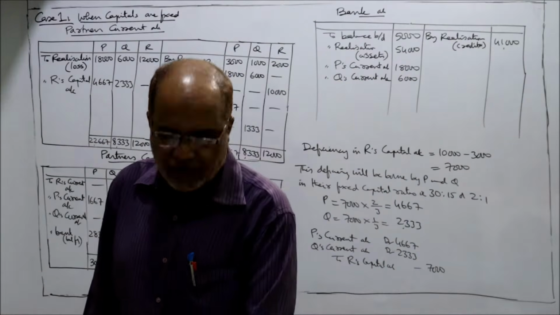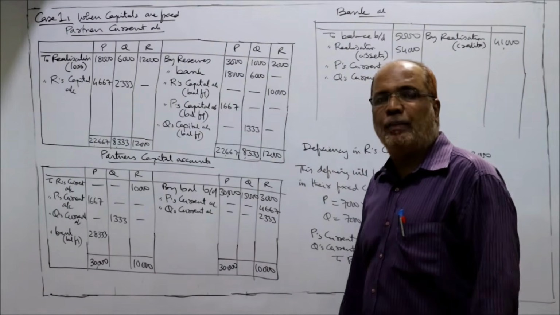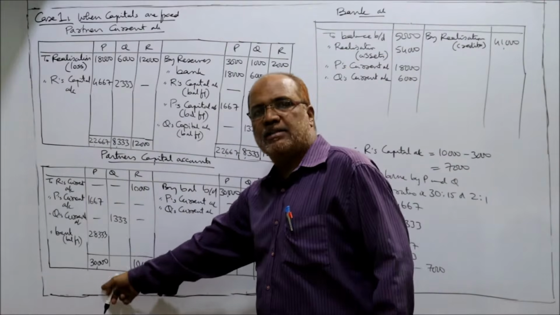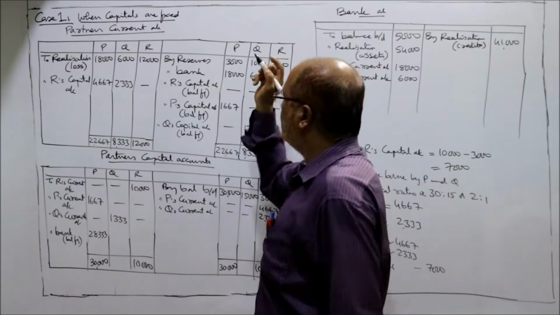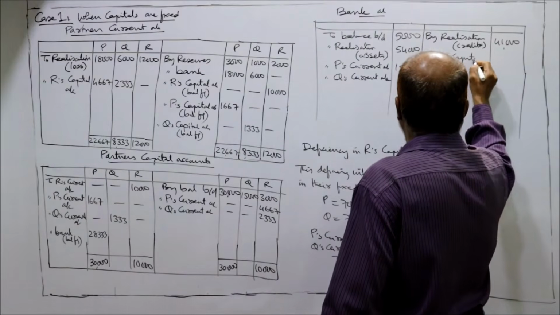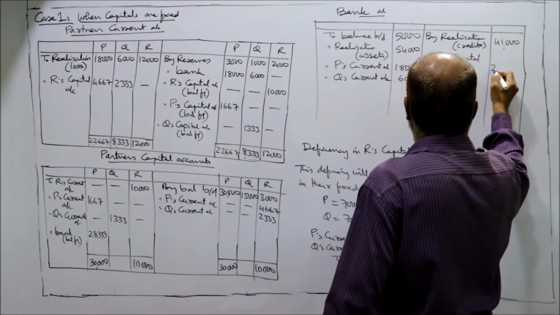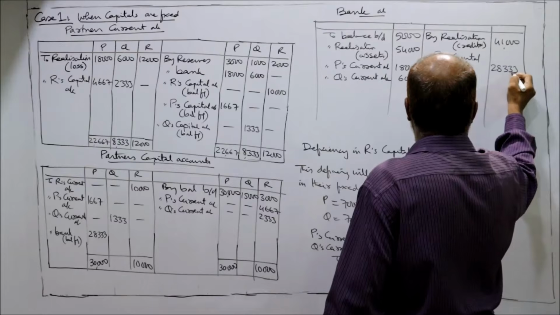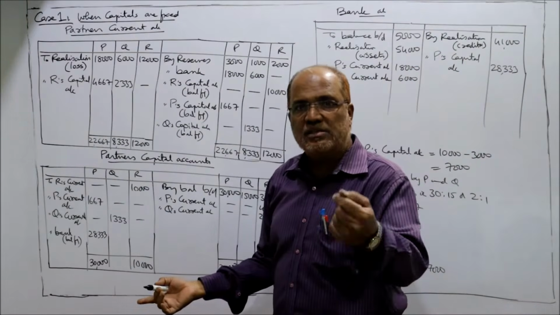28,333. This amount should be paid through bank. Entry will be P's capital account debit to bank. So we will credit the bank by P's capital account, 28,333. That's all. P's account is closed.